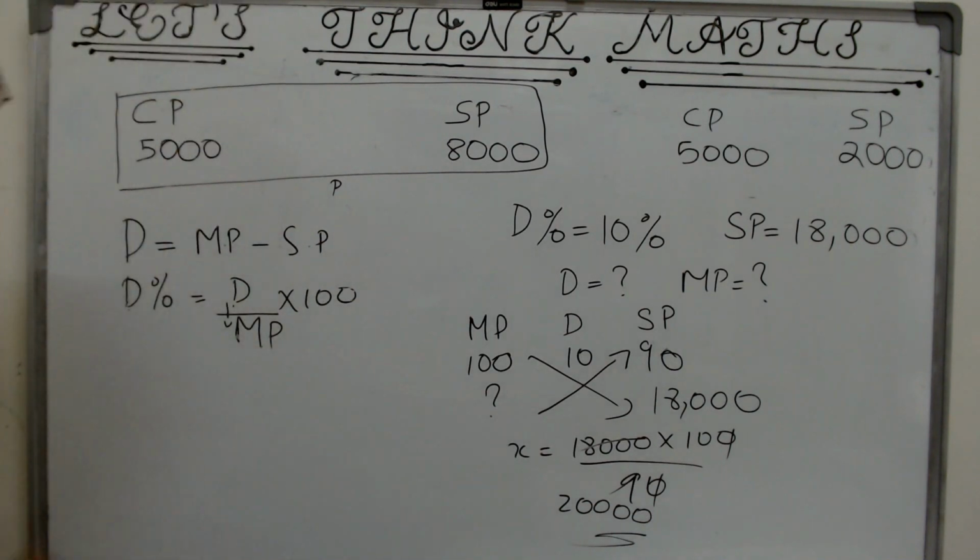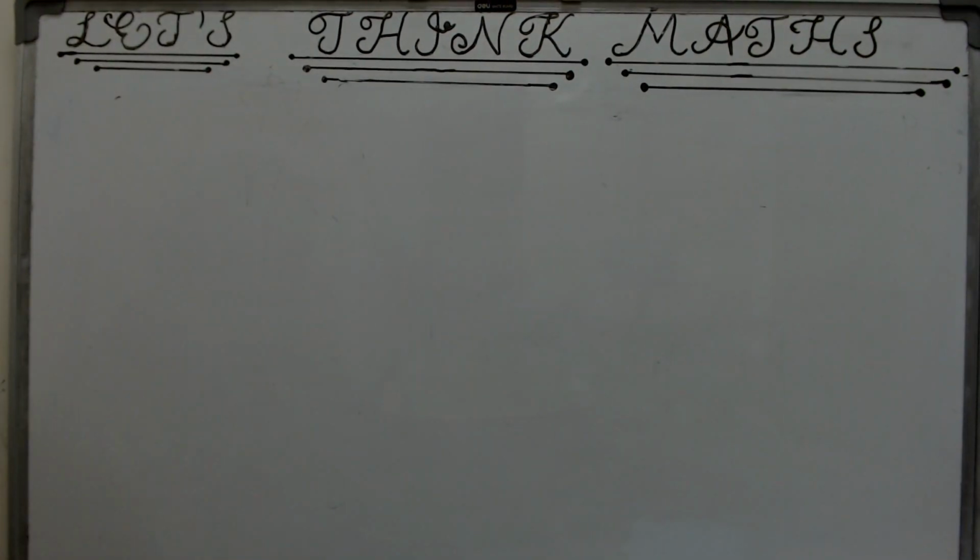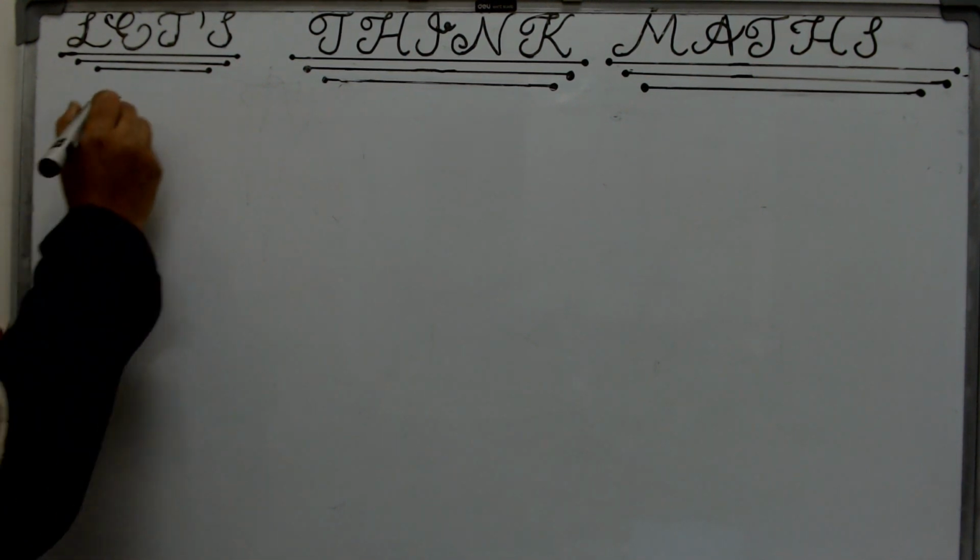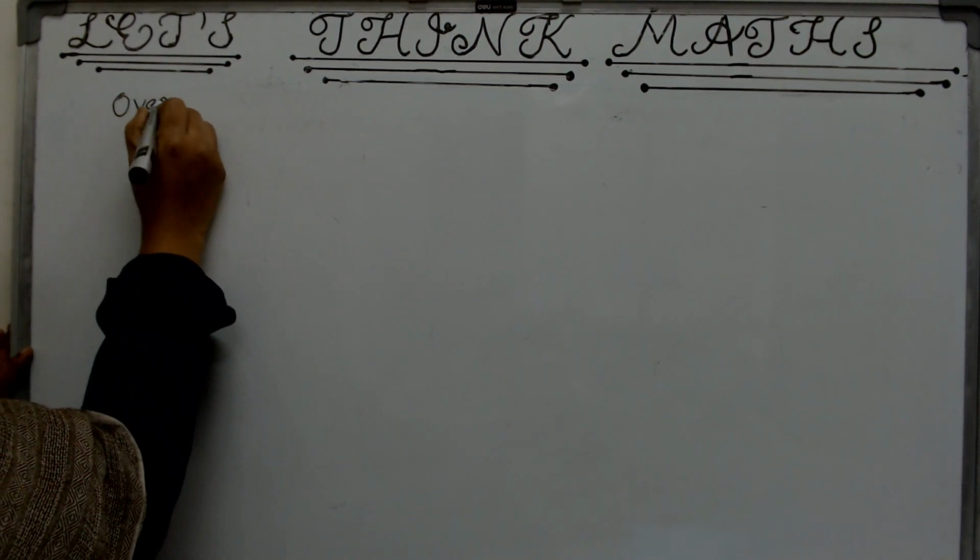So this will be your answer. Now we will learn two terms, overhead charges and sales tax. One which affects the cost price, the other one which affects the selling price. First we will see what overhead charges is.